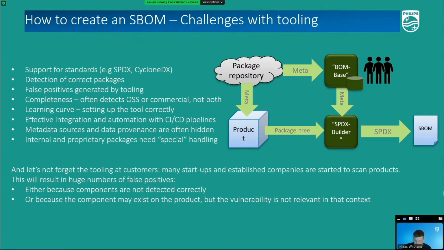Then the last one is we should not forget tooling at the customers. And this is one that we're really a bit afraid of as well, because we see many startups and established companies starting to scan products on the binary level. And if you're unlucky, they'll detect based on a few signatures, or they'll flag everything they don't know, and that could result in huge numbers of false positives. In two ways: one, because they don't detect things correctly, or number two, because the component may exist on the product, but the vulnerability is not relevant in the context for that specific product.